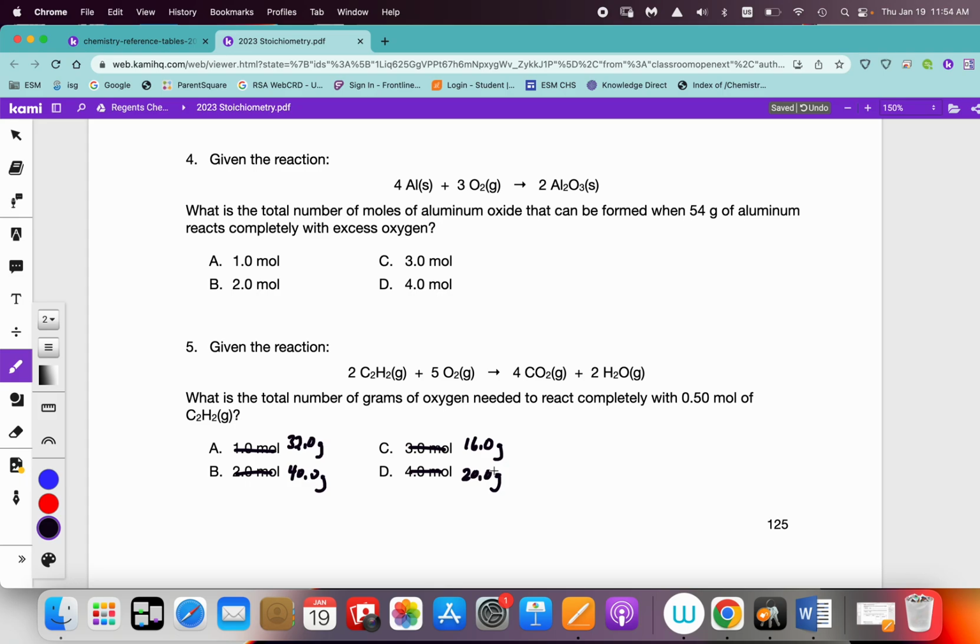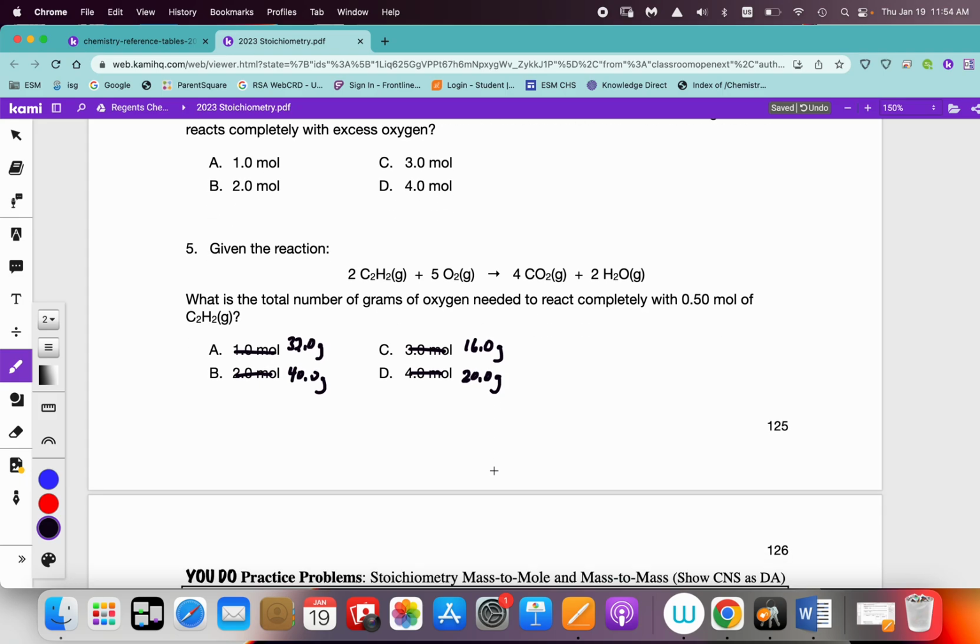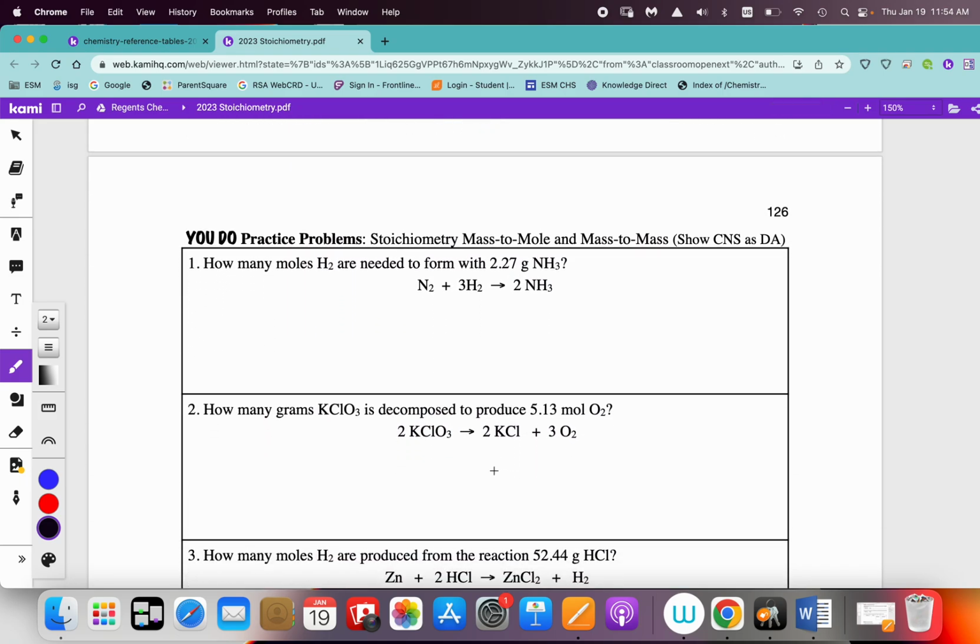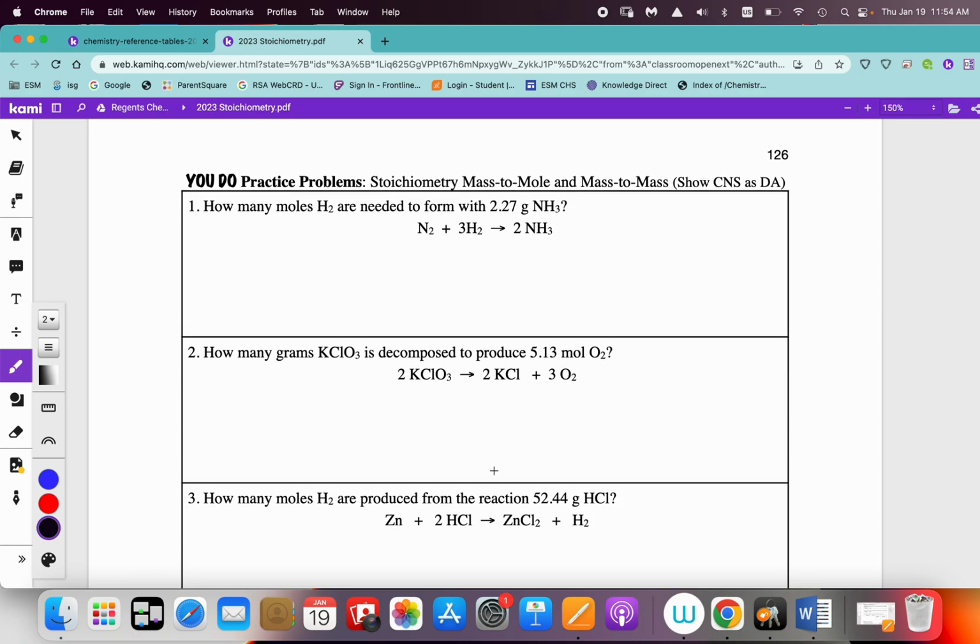Check your answer with the teacher. And then carry on to page 126. You do problems. Some of the problems are mass to mole, where you require 2 equivalences, or it could be mass to mass where you need 3 equivalences. Show the correct numerical setup as dimensional analysis.